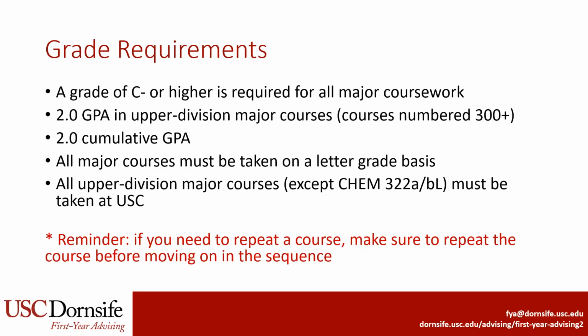For both the neuroscience and computational neuroscience majors, a grade of C- or higher is required for all major courses. All USC students, regardless of major, are required to have at least a 2.0 GPA in upper division major courses and at least a 2.0 GPA overall. All major courses must be taken for a letter grade, not pass, no pass. All upper division courses must be taken at USC. The exception is organic chemistry, which may be taken off campus. Lower division courses such as calculus, introduction to psychology, and general chemistry may be transferred in.